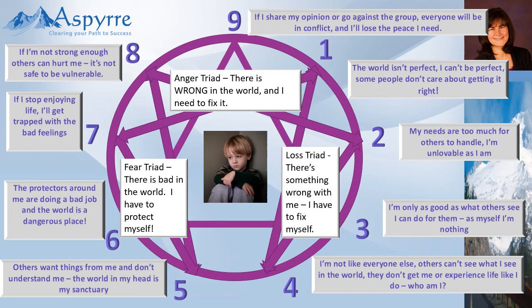Now, twos, threes, and fours sometimes call it loss, sometimes they'll call it grief, sometimes they'll call it shame, sometimes they'll call it image. But essentially, this is the triad where it's all about me. So twos, threes, and fours are immersed in how other people see them and who they are, how they're not good enough, and how they need to be different.